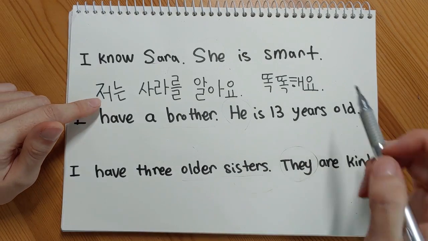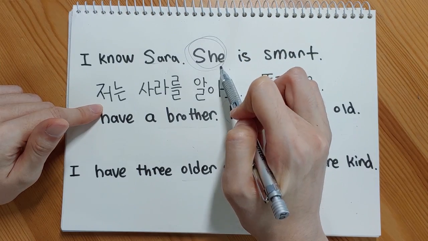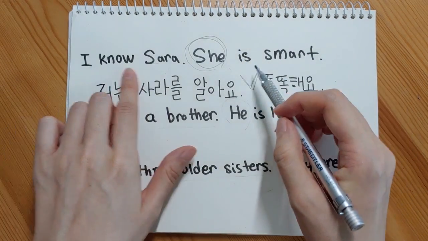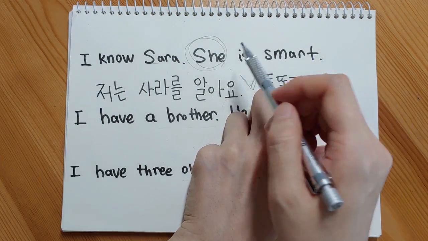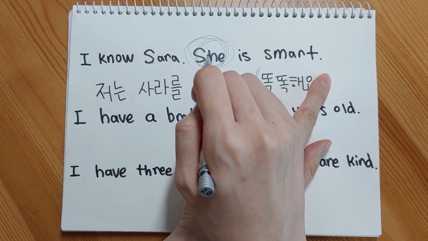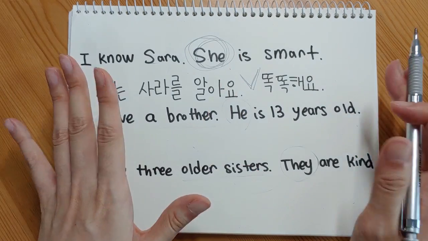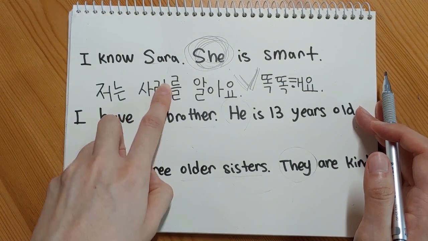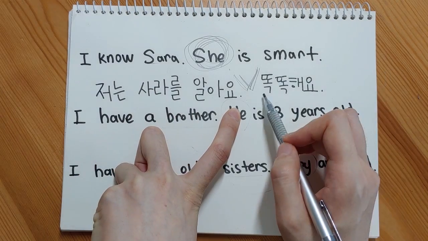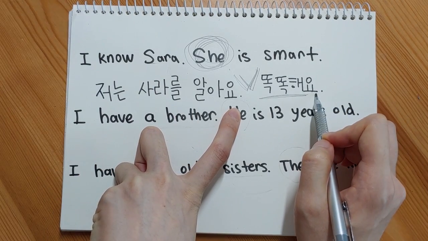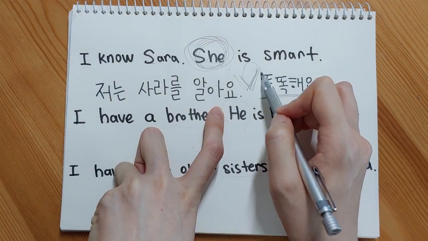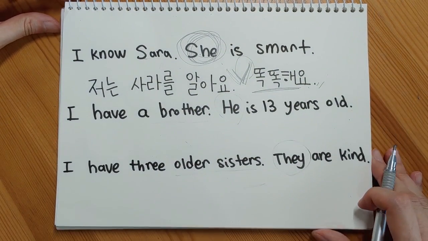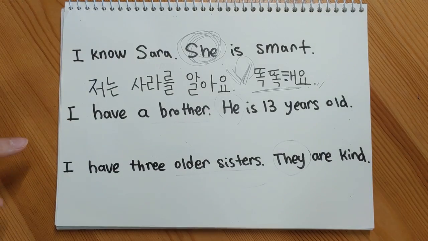And in Korean, what you can do about she in the sentence is that you can remove the subject because it's obvious from context that the speaker is talking about Sarah, right? So one possible way is you can just remove the subject she and just say 저는 사라를 알아요. I know Sarah. 똑똑해요. Is smart. You can just end the sentence like this without the subject and it still makes sense, right? Because in Korean, subject is removable when it's obvious. And same with these two sentences.